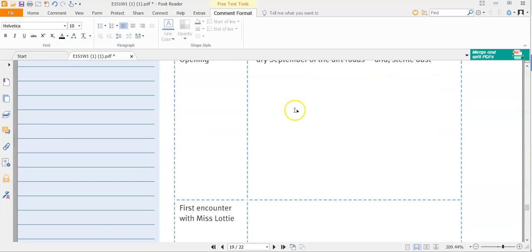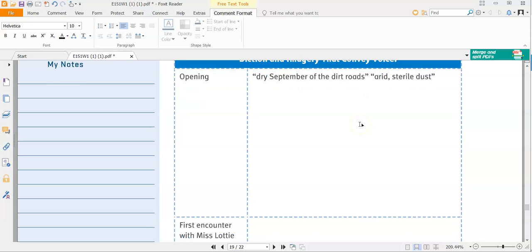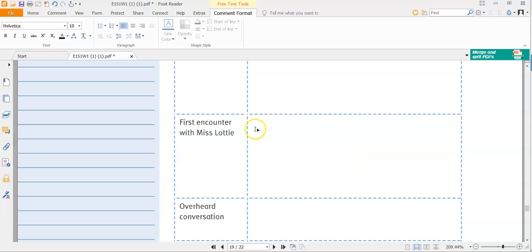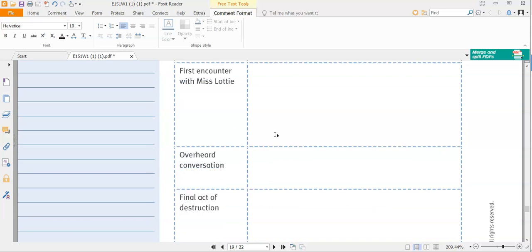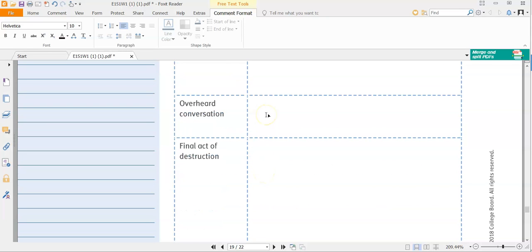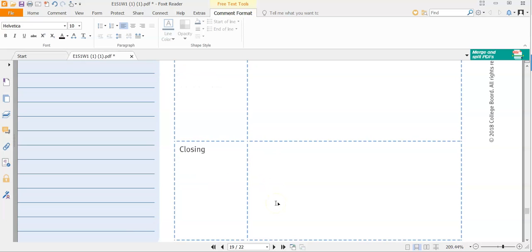So in the opening, you can add to this part about dry September, dirt roads, arid sterile dust. These are diction and imagery that convey voice. Here in the first encounter with Miss Lottie, same thing. You're looking for things that convey diction and voice. Same thing, overheard conversation between her 2 parents. And then final act of destruction, the incident with the marigolds, and then the closing, which is the part where she talks about what she learned from all of that.